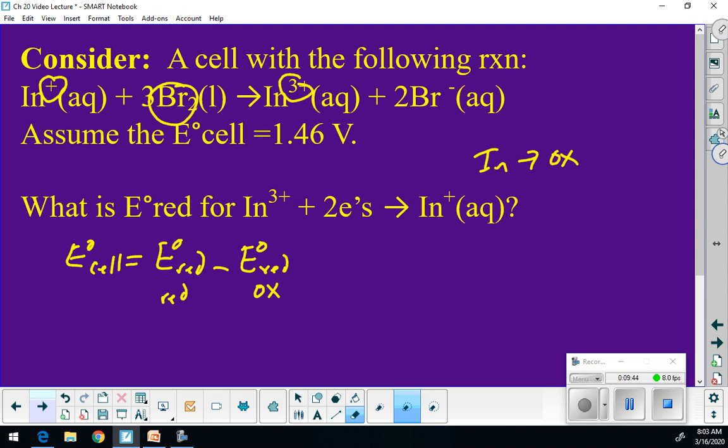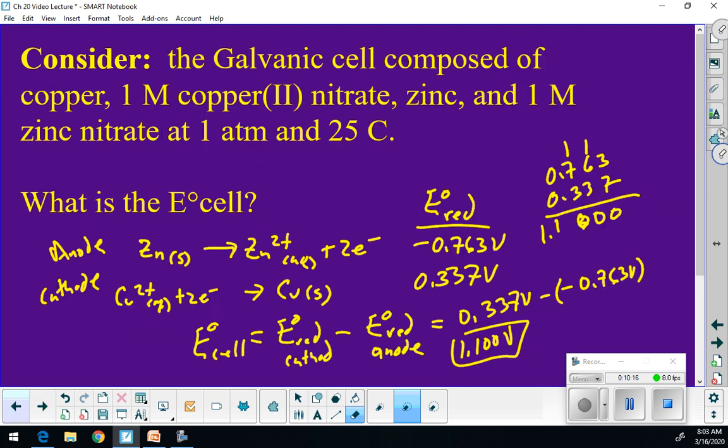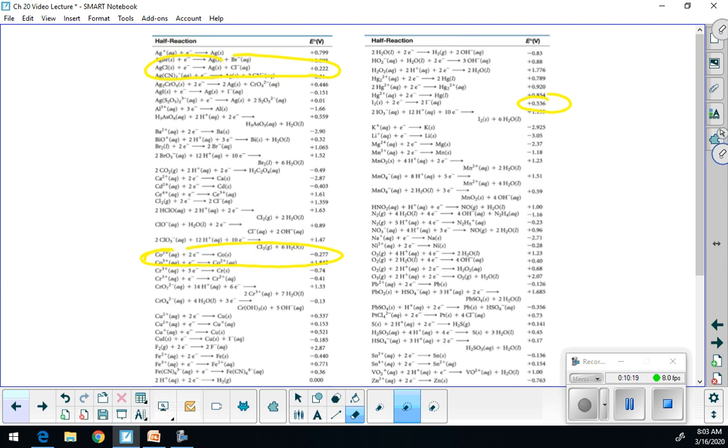And what do they say that is? 1.46 volts is equal to, we said my reducing species is my bromine, right, minus my standard reduction for my indium, right? And they give me what? Do they give me? Oh, I guess I'm going to have to look up both of these, or I can look up bromine from my magic table at least, right? Where's my magic table? Bromine, where's bromine? There it is. 1.065. I better write this down.